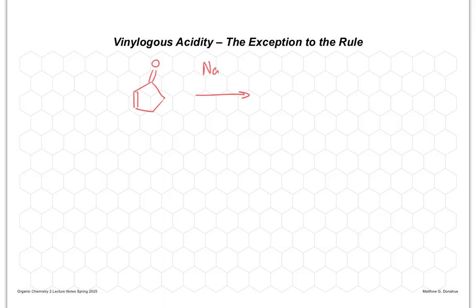So if we treat that molecule with NaOD, sodium deuteroxide, and D2O, how many deuterium atoms are taken up in the molecule? So we're starting with C5H6O. So we know that at least two of them will incorporate deuterium. But then what about these other positions?